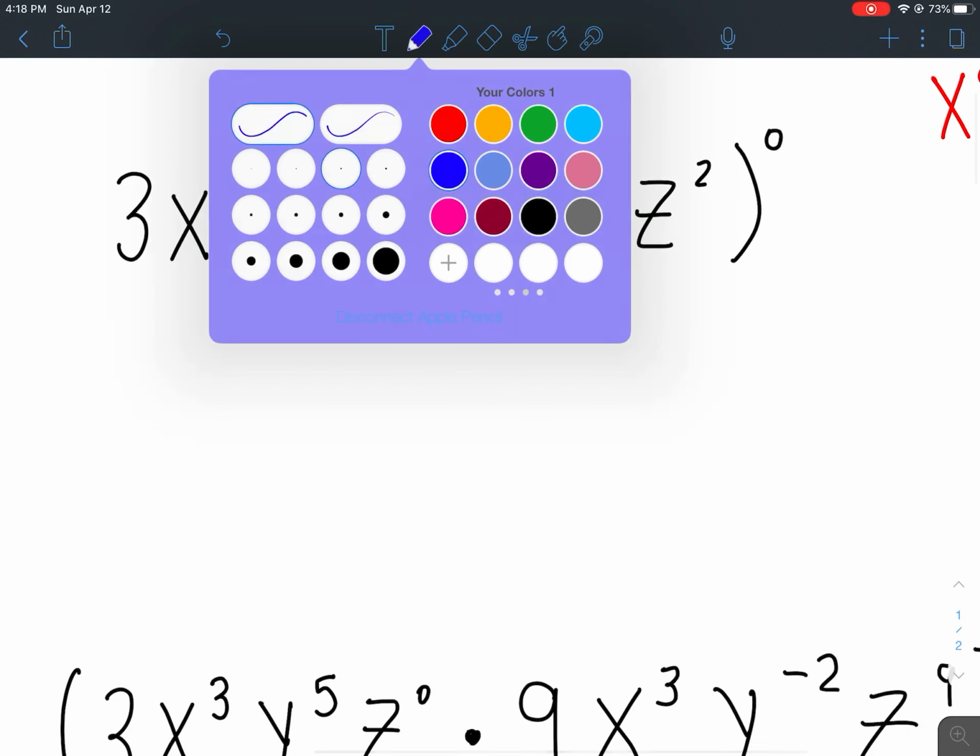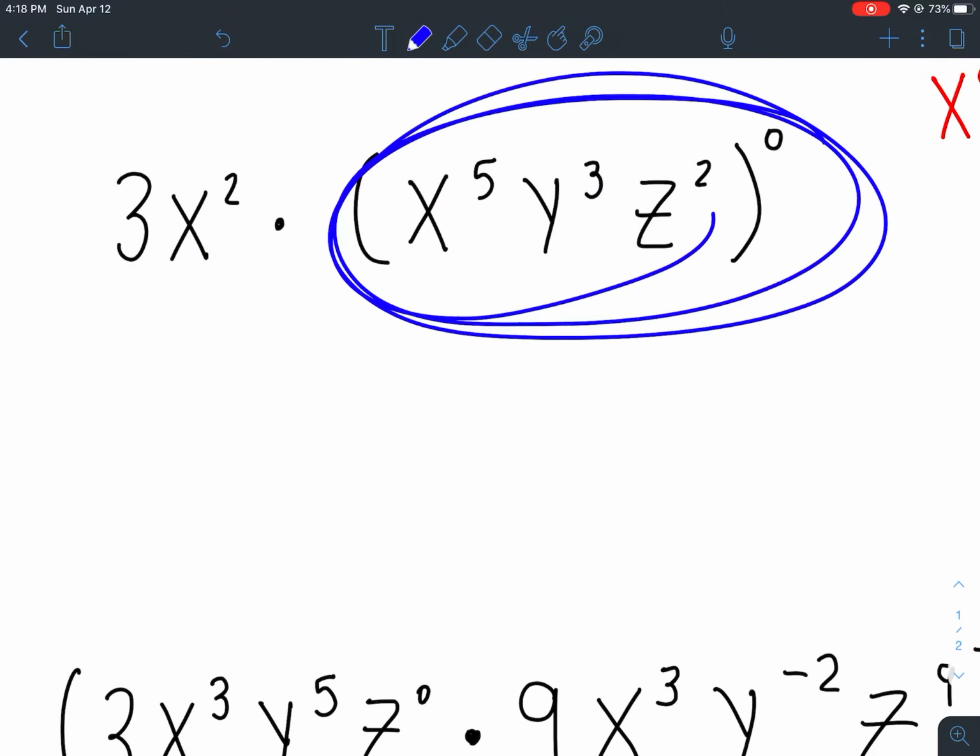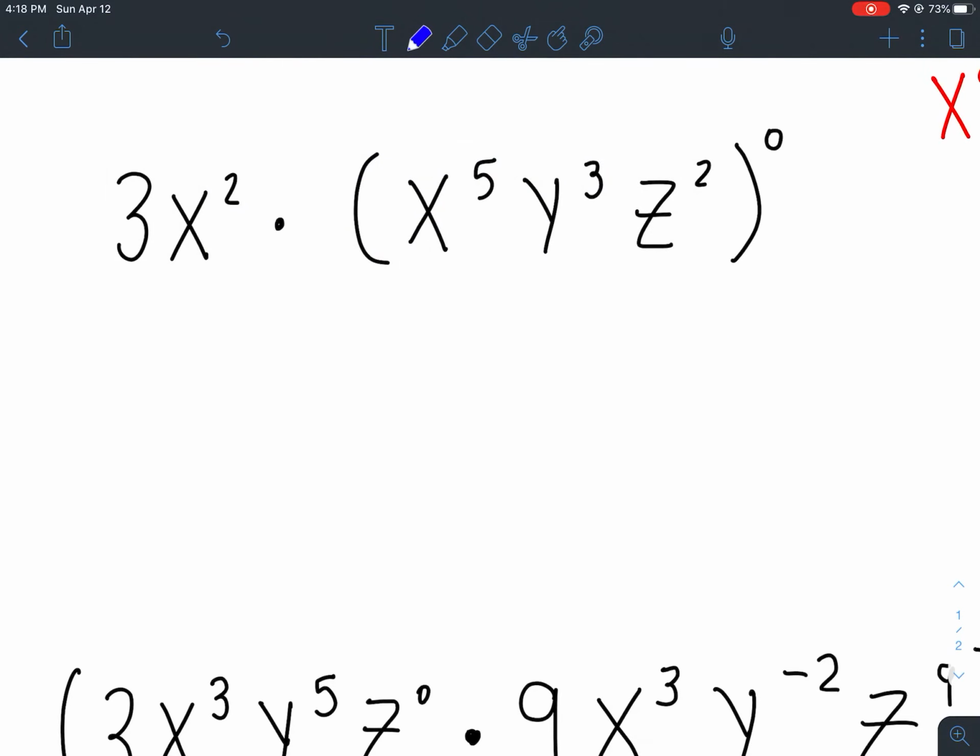Okay, so notice here that this entire thing in parentheses, I've got to get rid of it, right? In order to get rid of it, I've got to distribute the exponent on the outside. But the exponent on the outside is a 0. If I distribute this to every single thing in here, this entire thing is going to equal 1. So you're going to have 3x squared times, essentially, 1. This entire thing equals 1 because it's been raised to the power of 0. Anything raised to the power of 0 is equal to 1.